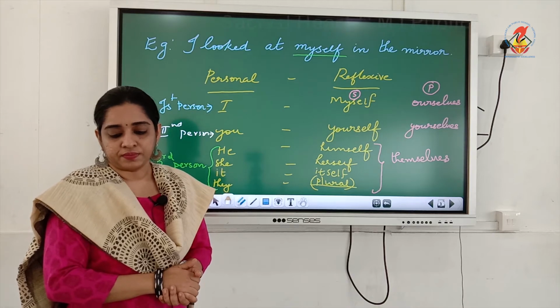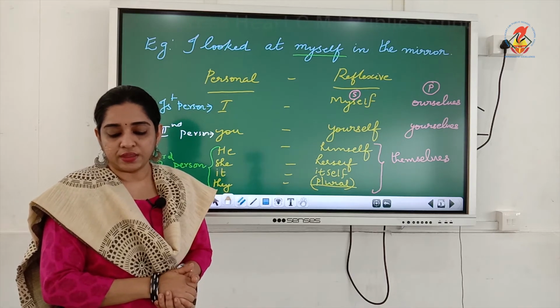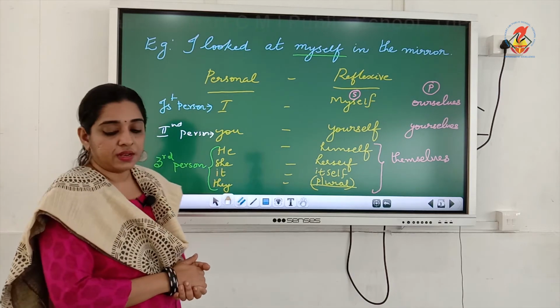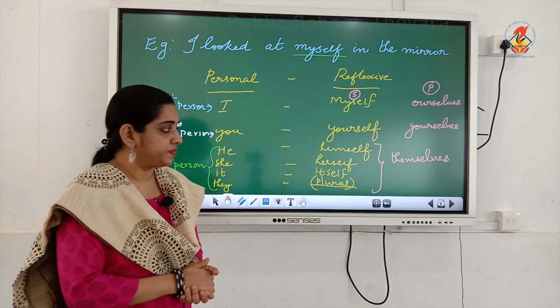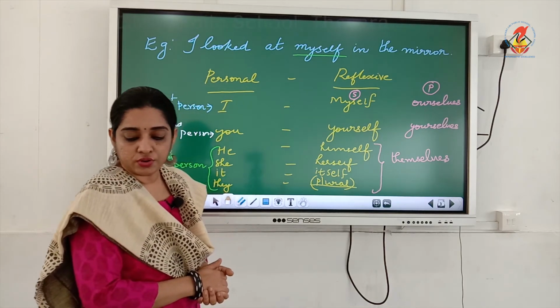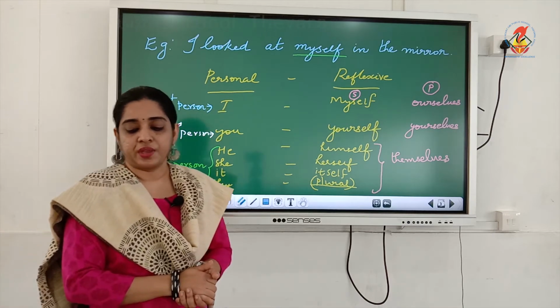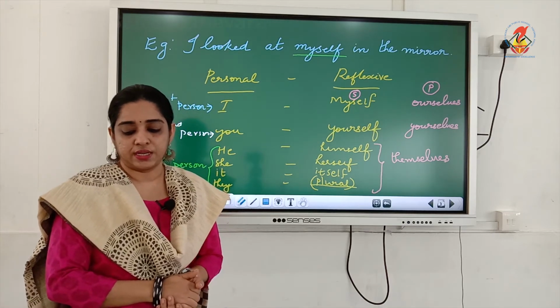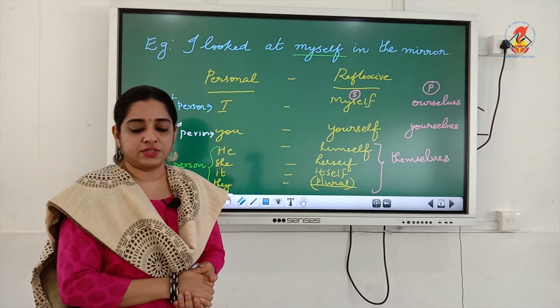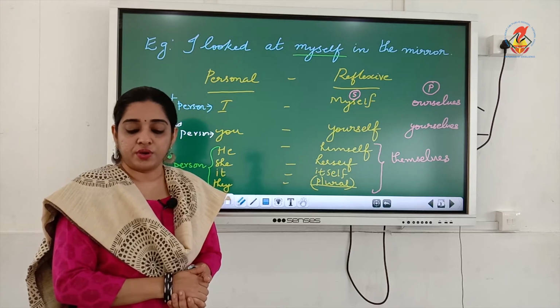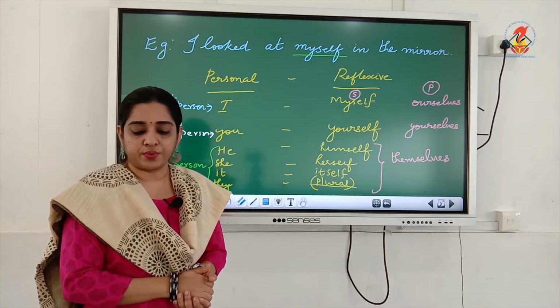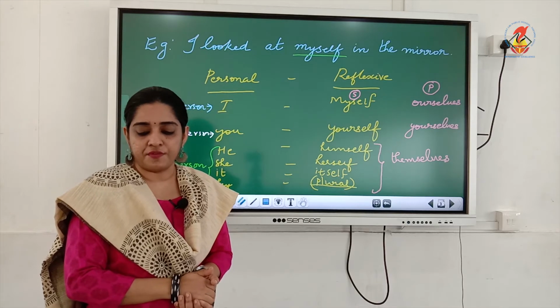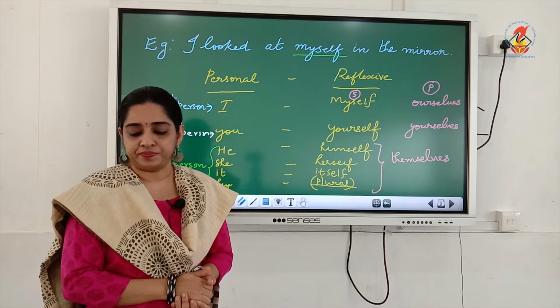I. Fill in the blanks with suitable reflexive pronouns. Misha was angry with dash for the mistake. Misha is a girl, is it? So, which reflexive pronoun will you use? Misha was angry with herself for the mistake.